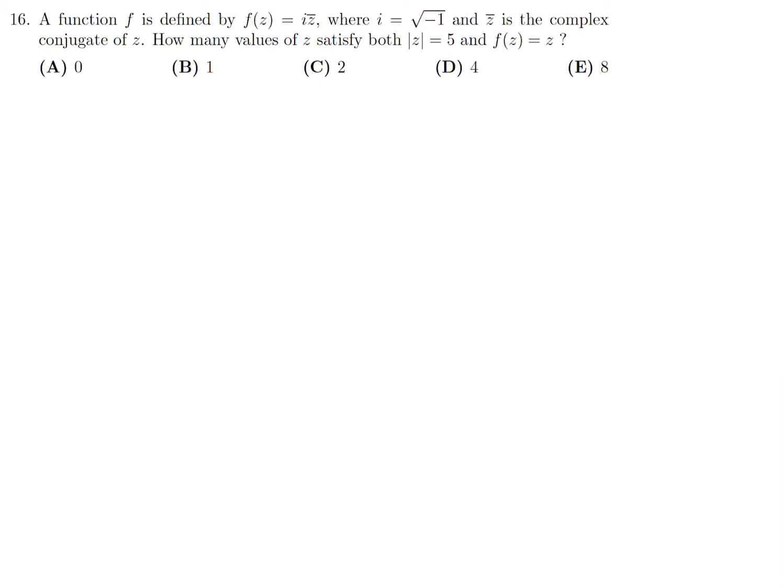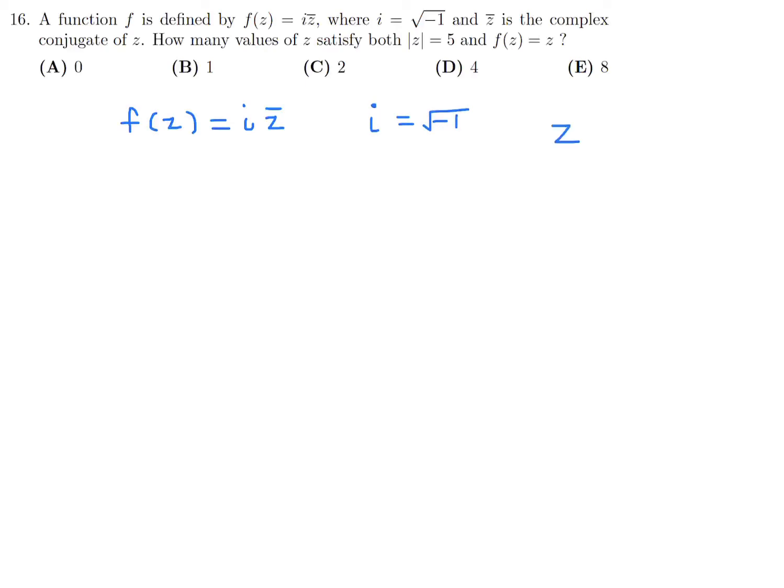A function f is defined by f at z is equal to i times z with the line over it, where i is the square root of -1 and z with the line over it is the complex conjugate of z. How many values of z satisfy both the absolute value of z equals 5 and f at z equals z? So first, let's understand this question. We have f at z is equal to i times z bar, and i is equal to the square root of -1.